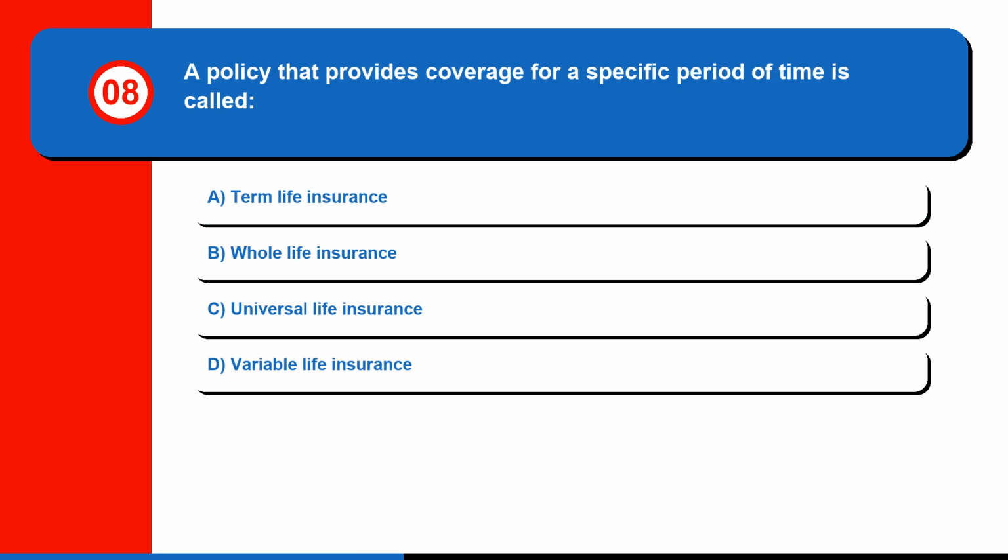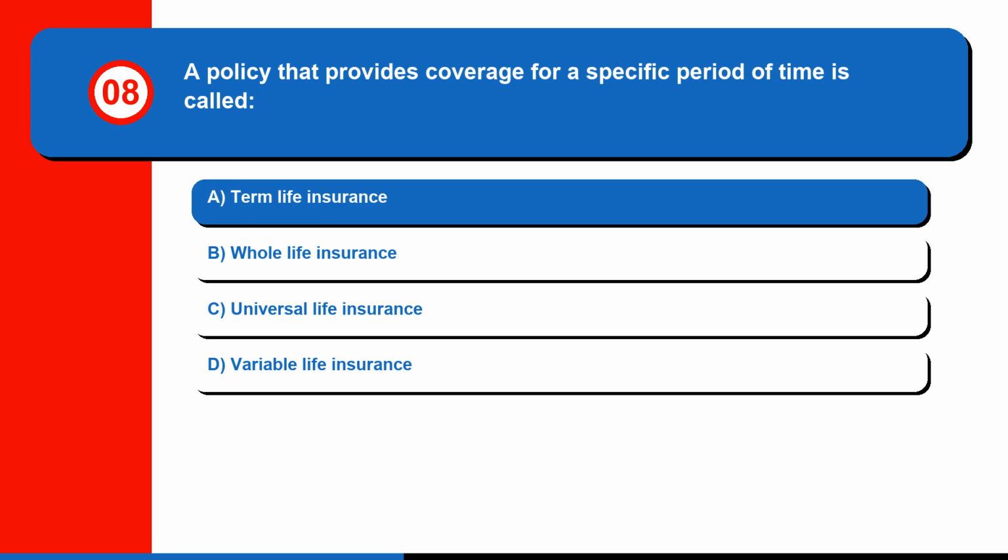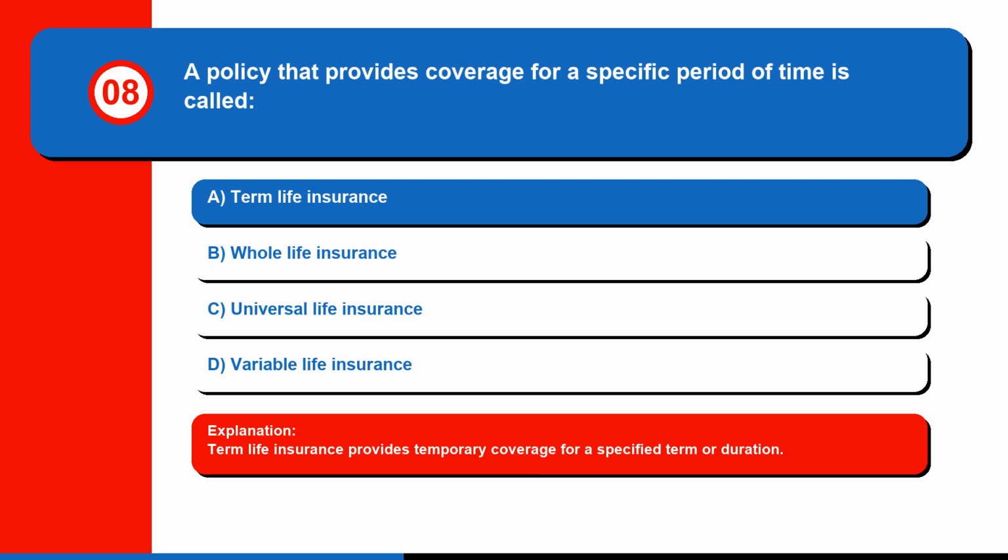Question 8. A policy that provides coverage for a specific period of time is called A. Term life insurance. B. Whole life insurance. C. Universal life insurance. Or D. Variable life insurance. The correct answer is A. Term life insurance. Term life insurance provides temporary coverage for a specified term or duration.